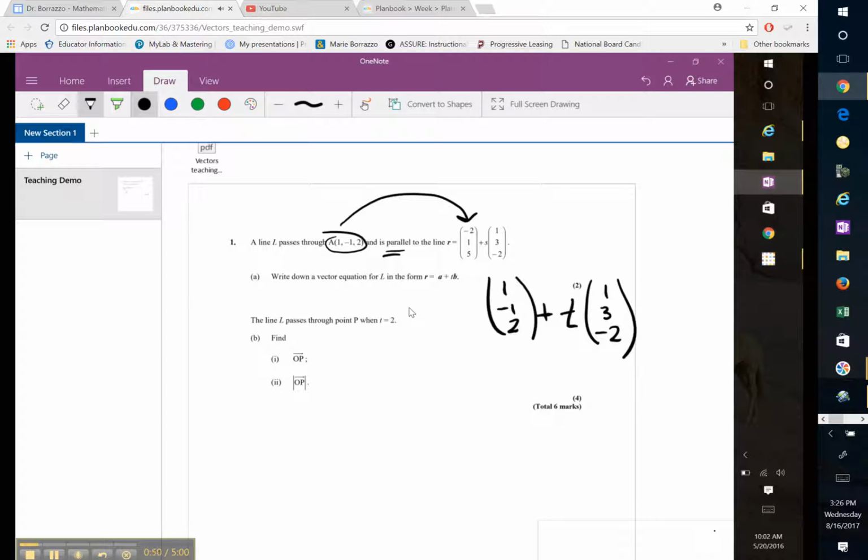For part B, notice in this case we're actually substituting in 2 for this. So when we rewrite this, it's simply going to be the same equation. So we still have 1, -1, 2, plus, now we're substituting in the 2 for T, and we're going to leave 1, 3, -2 as normal because it is parallel, so we don't have to swap that out.